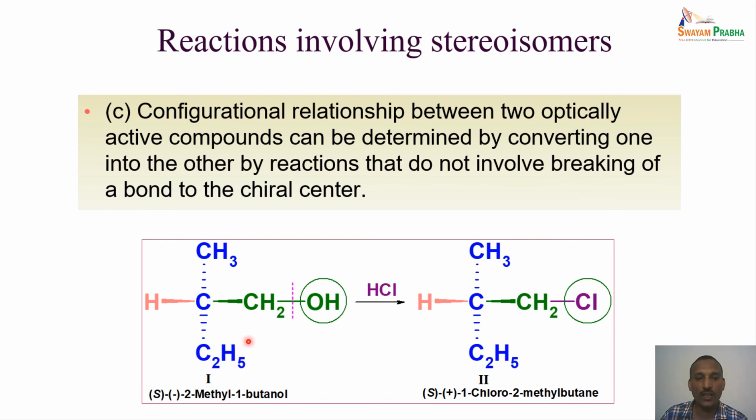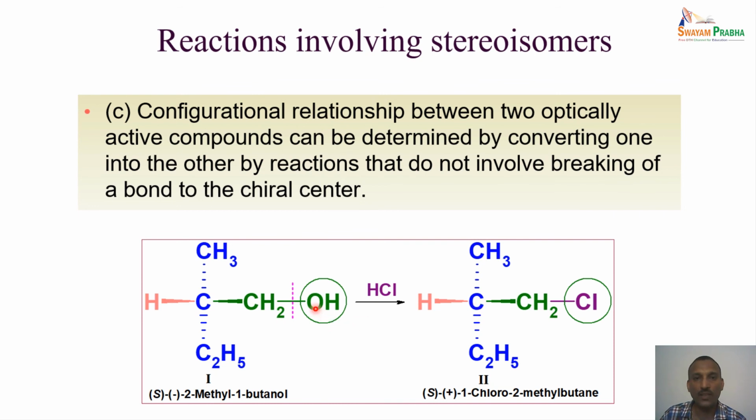In this particular case, we have a primary alcohol. This is treated with hydrogen chloride to give the halo derivative, an alkyl halide. This carbon is the central chiral carbon, and there is no bond broken, because the bonds from this carbon to the methyl group, the ethyl group, the hydrogen, and the CH2, none of these four bonds are broken in this reaction. In other words, the starting material and the product will retain the same configuration.